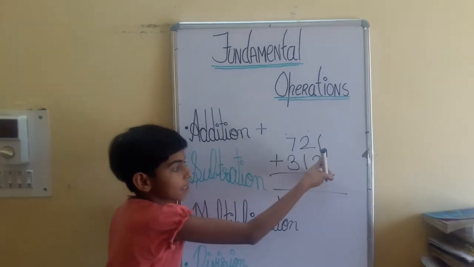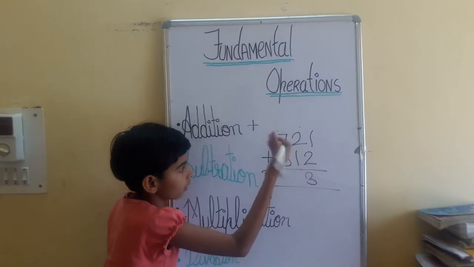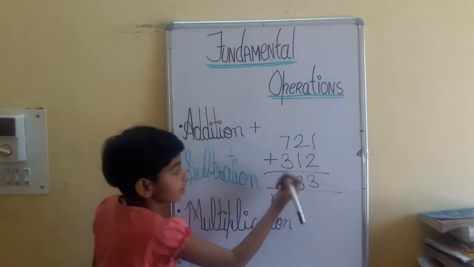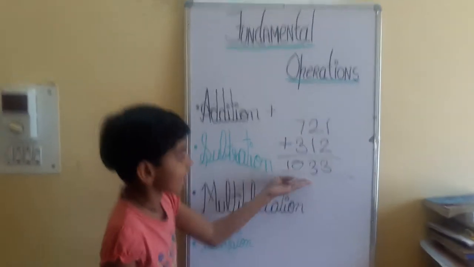So 2 plus 1 is 3, and 7 plus 3 is the same as 10. So the answer is 1033.